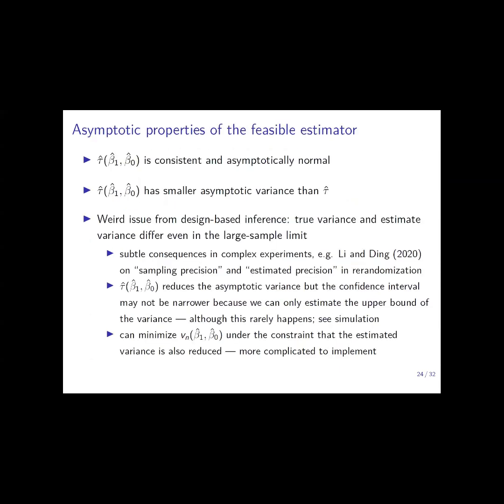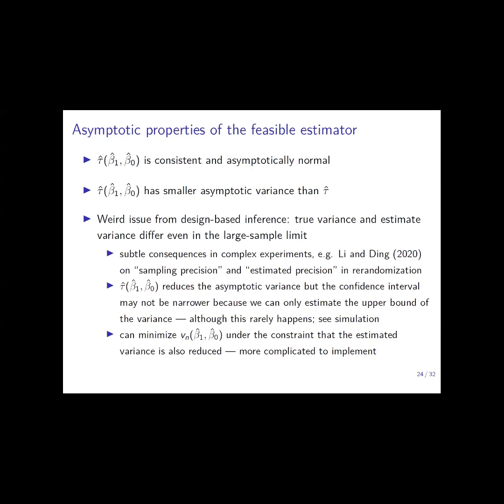Because of this asymptotic equivalence, we can show the same properties for this covariate adjusted estimator. It has consistency and asymptotic normality. It has smaller asymptotic variance. But there are a lot of weird issues in design-based inference. For example, even though we can show that asymptotically we reduce the variance, it's possible that the confidence interval is actually wider than that of the naive estimator, because we are estimating the upper bound of the variance. So in theory you are doing better, but in practice you are doing worse in terms of the length of the interval.